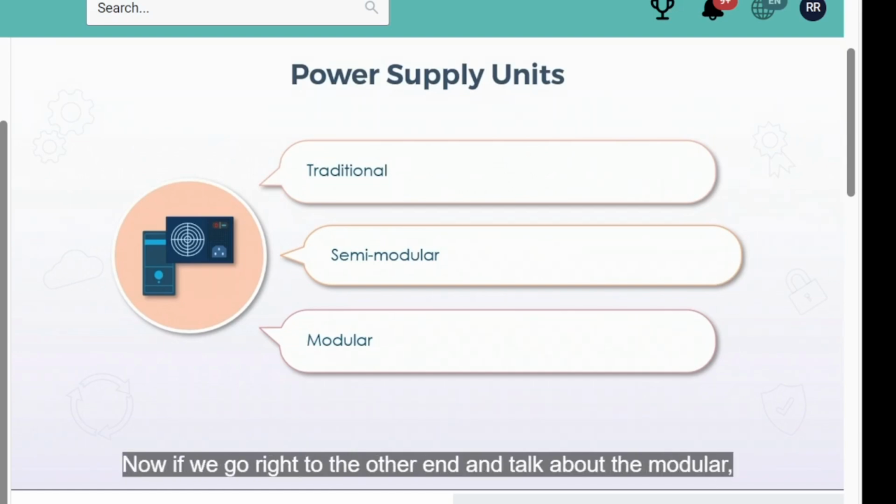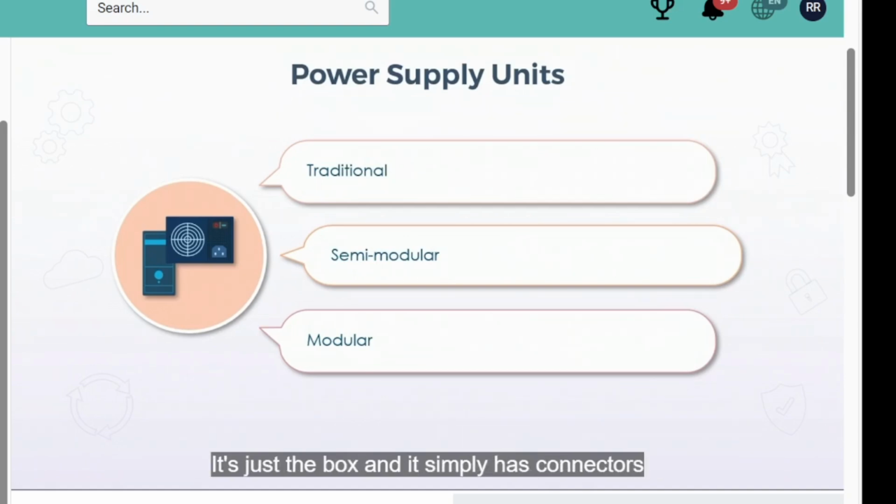Now, if we go right to the other end and talk about the modular, then there are no wires hanging out of the power supply at all. It's just the box. And it simply has connectors just like they do on the other end, but the cable can be connected and or removed from either end, either the device or the power supply itself.